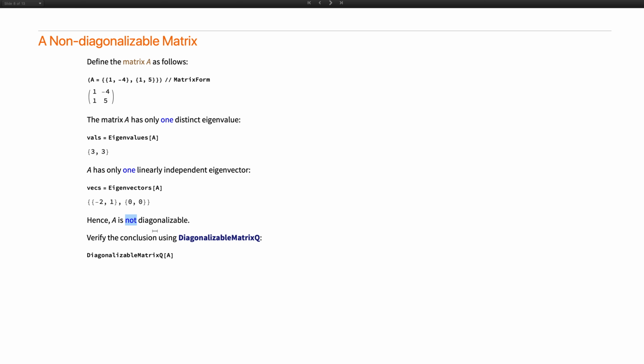And we have a nice function called DiagonalizableMatrixQ in the system, which can actually tell that to you straight away. So it says False over here, which says that this matrix cannot be cast into a diagonal form by a similarity transformation.